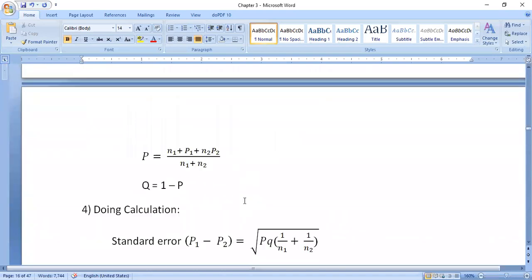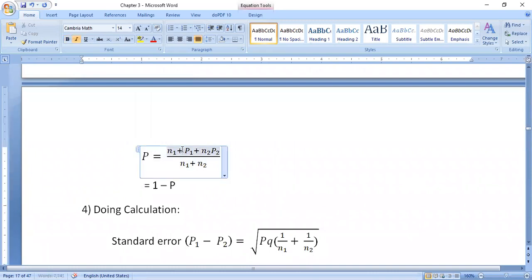The next, P is equal to N1 into P1 plus N2 into P2, divided by N1 plus N2. Then to obtain the Q value, Q is equal to 1 minus P. Already we know how to get the Q value. So this is the given information, and based on the information we have written the formula in the test criterion.